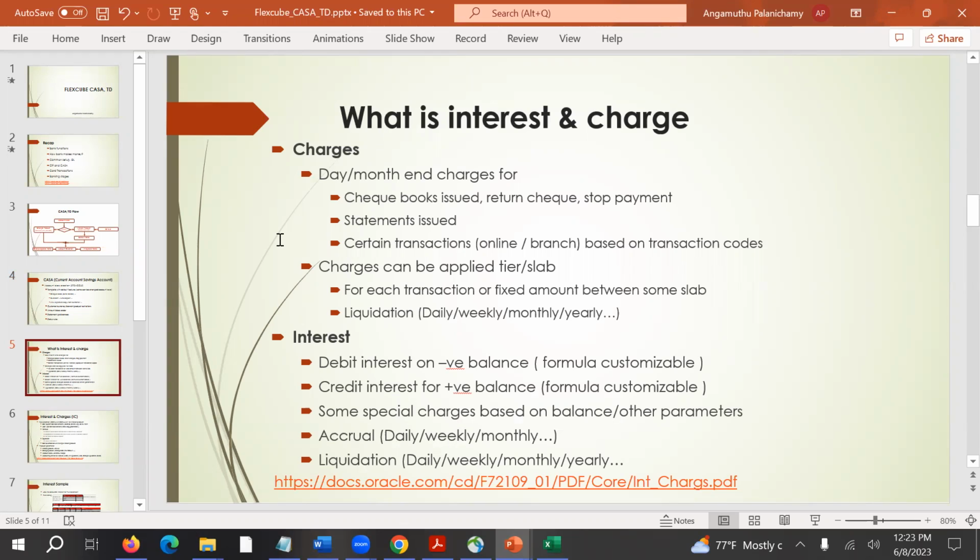We have already seen what interest is and what a charge is. Interest is based on your balance or on some other conditions. When you start working on it and see the real scenarios, you will come to know. But mainly it is used based on your balance. In case of a negative balance, I will charge the customer debit interest. In case of a positive balance, I may give credit interest. The charges are mainly for the features, or when he has used some service that I want to charge. Charges can be day end or month end charges.